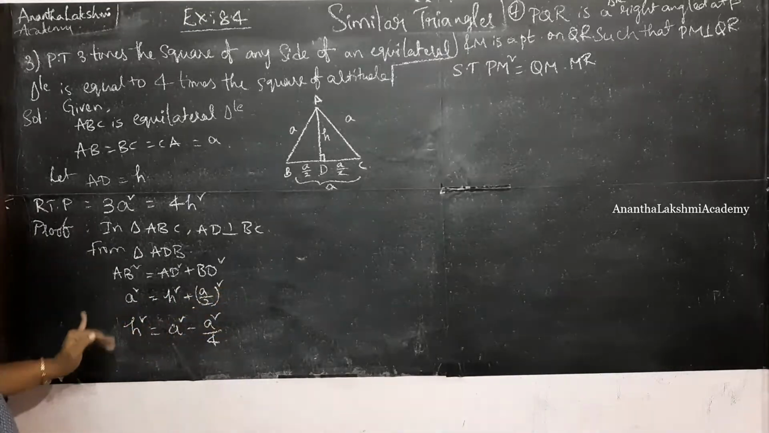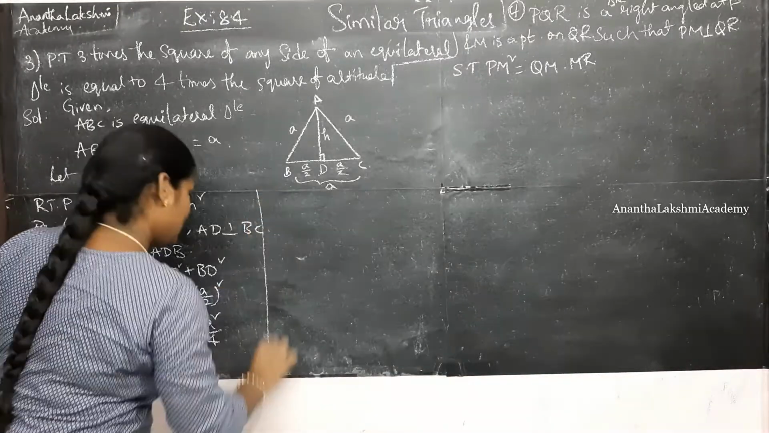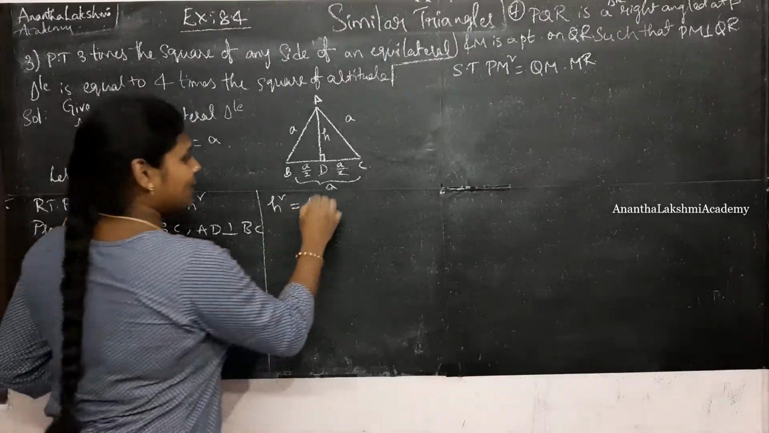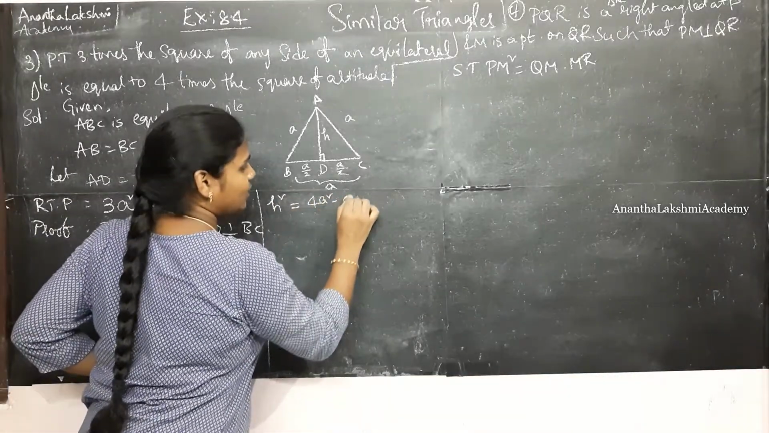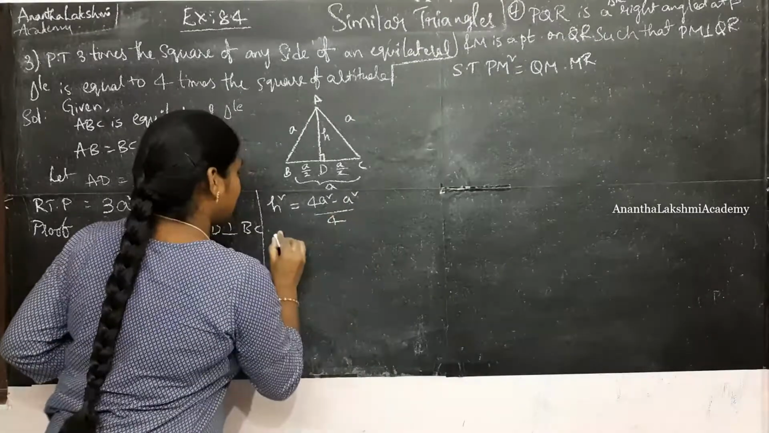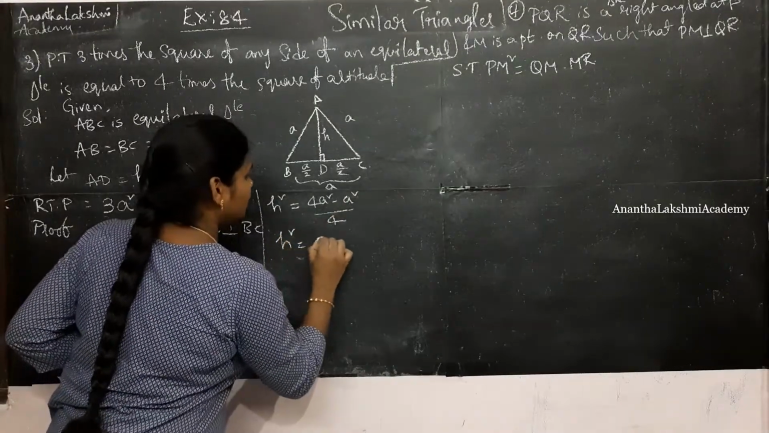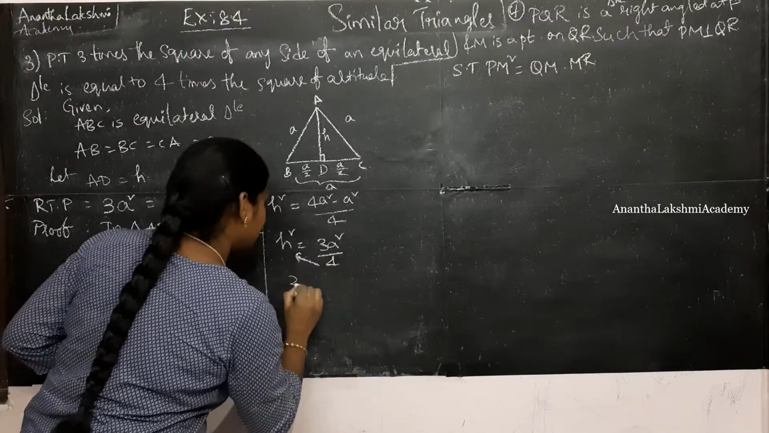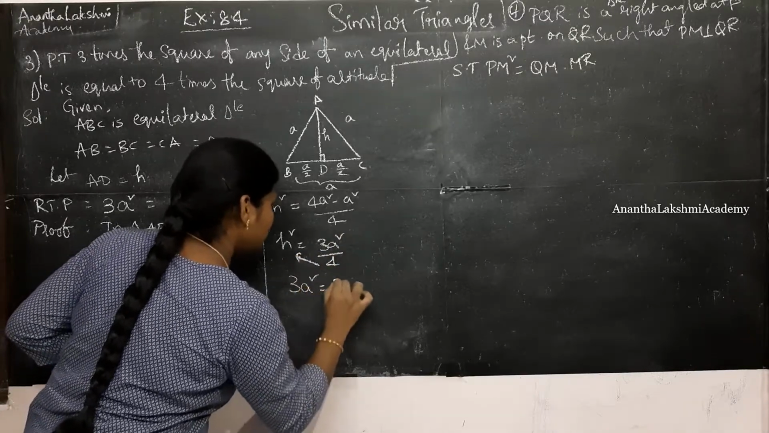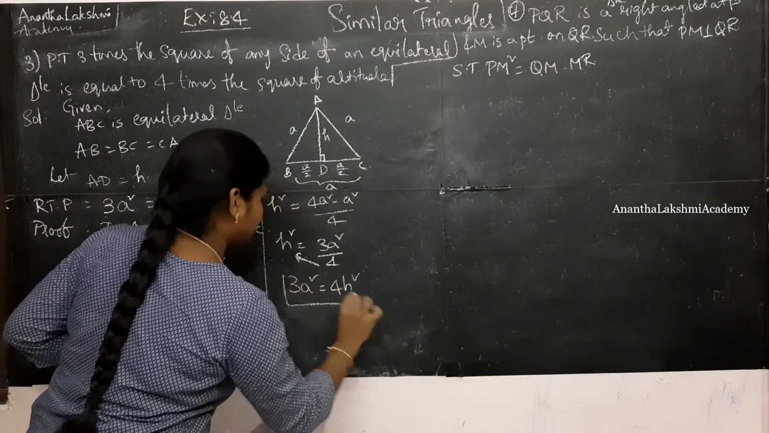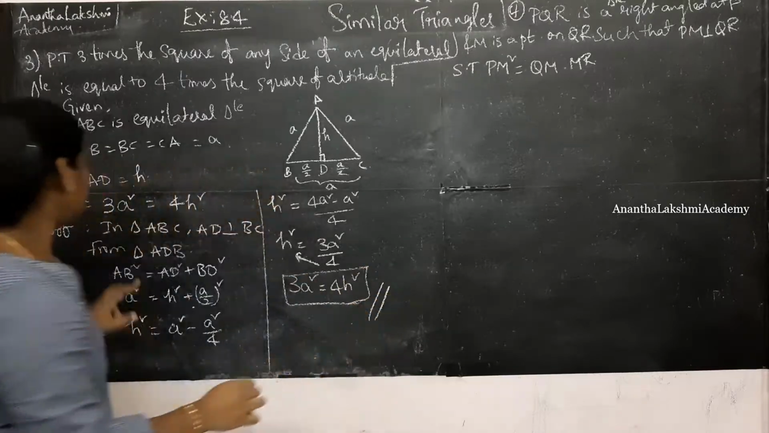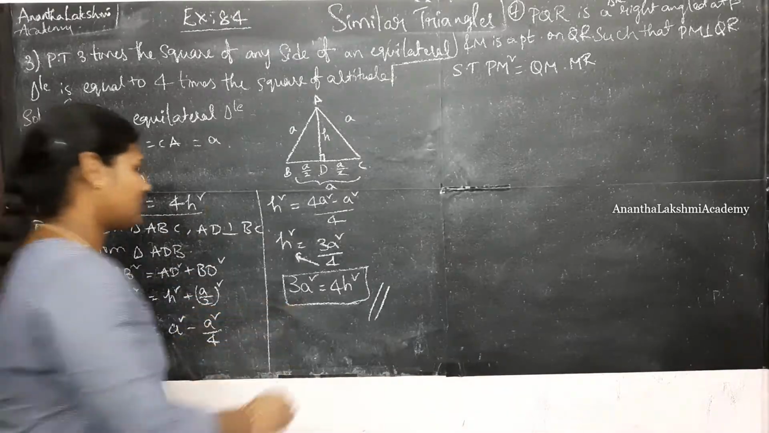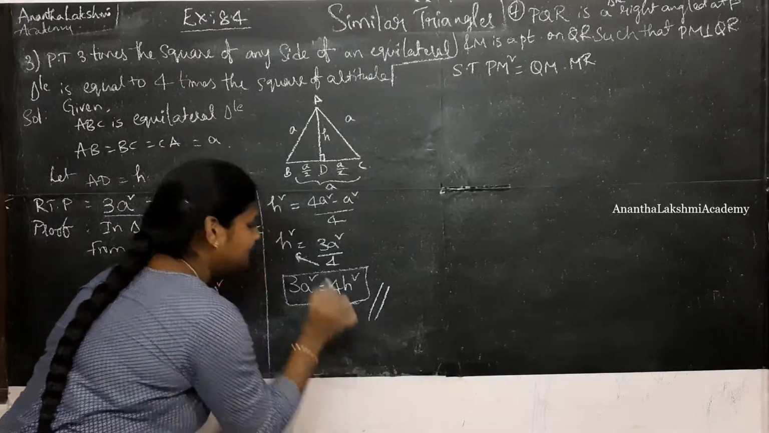I send this to the other side. So this becomes H square is equal to 4A square minus A square by 4, which is H square is equal to 3A square by 4. If you send this 4 to the other side, this becomes 3A square is equal to 4H square. Is this what we were supposed to prove? Yes. 3A square is equal to 4H square, hence proved.